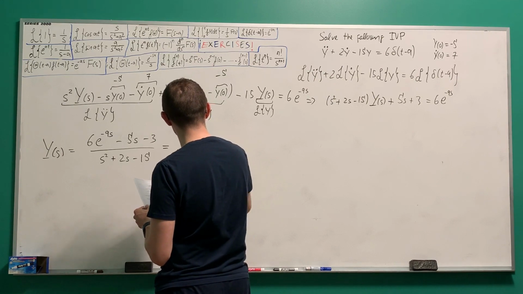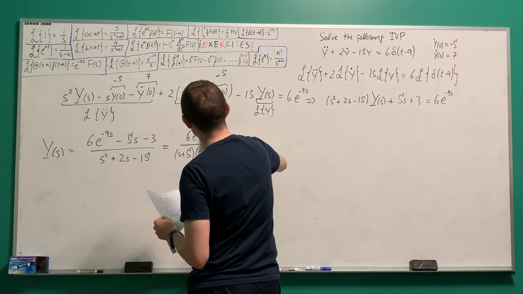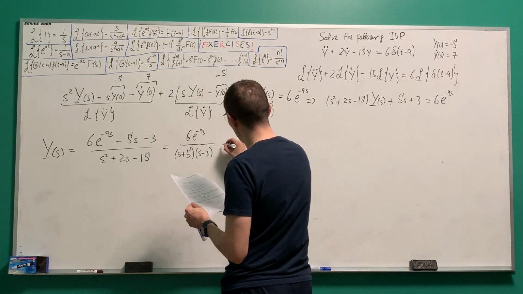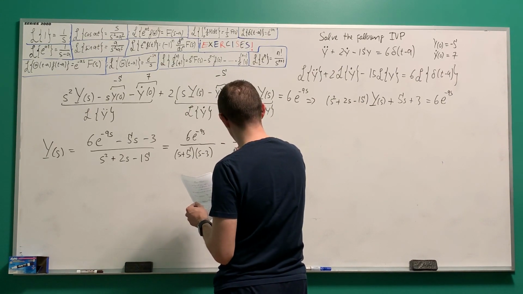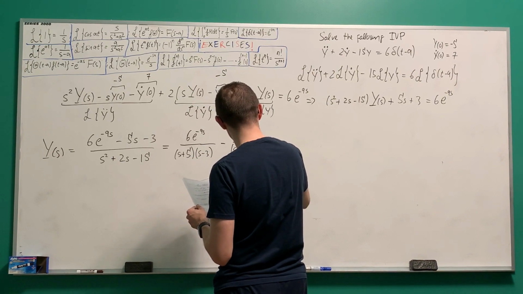This is the most challenging problem in terms of the number of 5s and s's that appear together. So this is not 9 5, this is a 9 s, right? Minus 5s plus 3, s plus 5 times s minus 3.